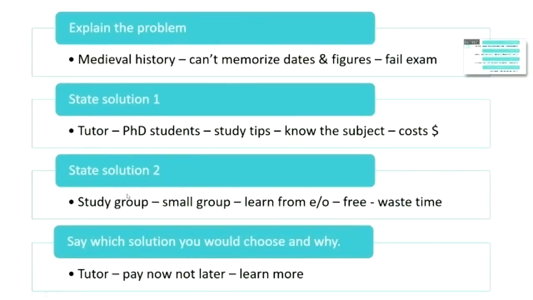The second solution is the study group. Small group, learn from each other, again, an abbreviation, free, but waste of time. Which solution I would choose and why? Tutor. Pay now, not later, learn more. All right, so these are my main ideas and how I would put them together in a structure.